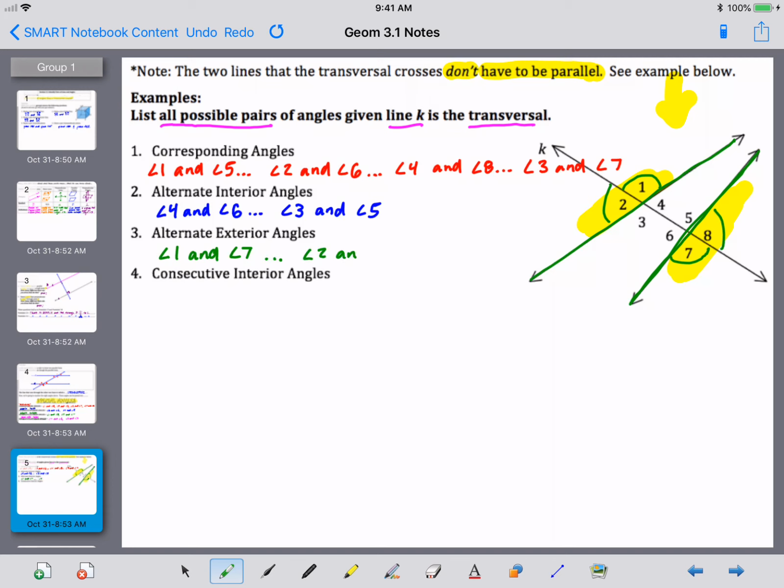And now we're going to look at pairs of consecutive interior angles. So if we look at interior angles, remember we're looking inside of these two lines. So again, we've got angles 3, 4, 5, and 6. All right, so consecutive means same side. So if I look at angle 4, angle 5 is on the same side. So that would be a pair of consecutive interior angles. And lastly, 3 is on the same side as 6.